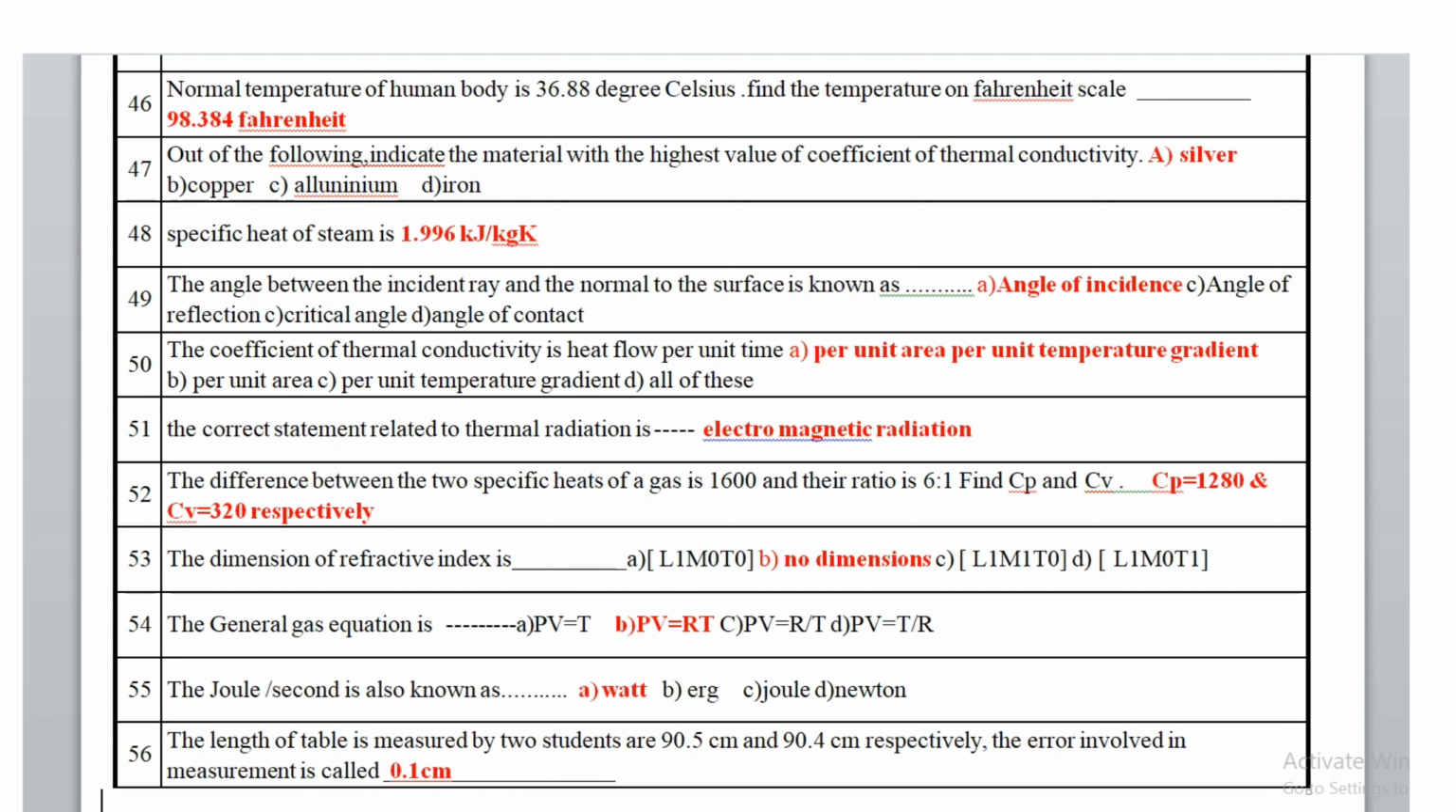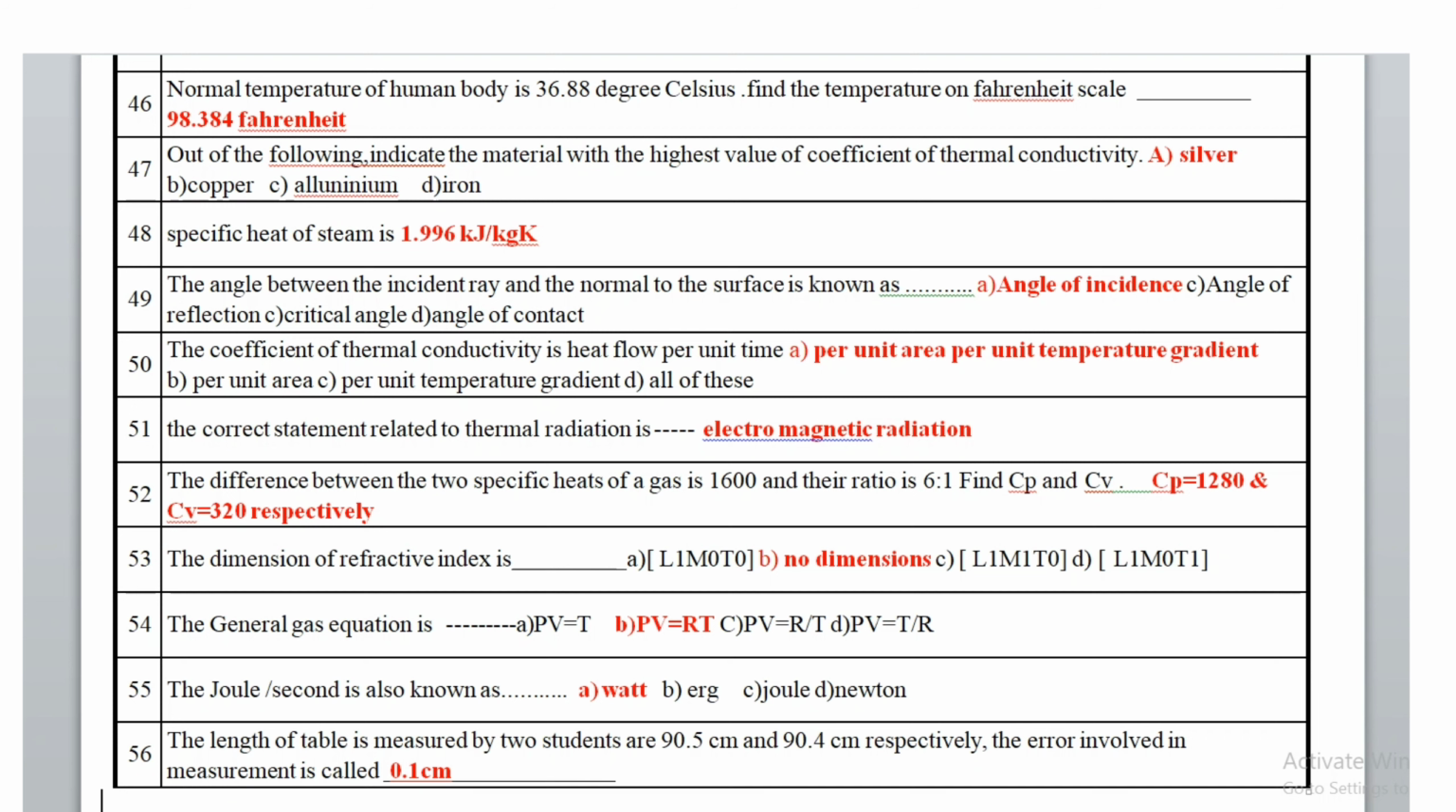Silver. Specific heat of steam is 1.996 kilojoule. The angle between the incident ray and the normal to the surface is known as angle of incidence. The coefficient of thermal conductivity is heat flow per unit time, per unit area, per unit temperature gradient. The correct statement related to thermal radiation is electromagnetic radiation.